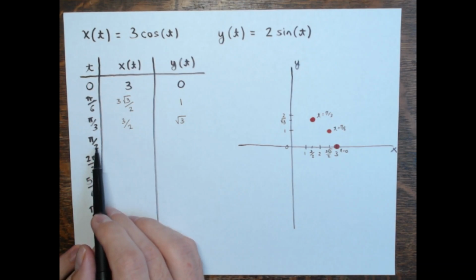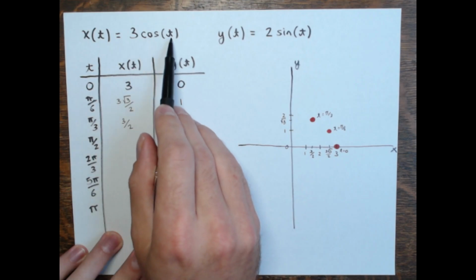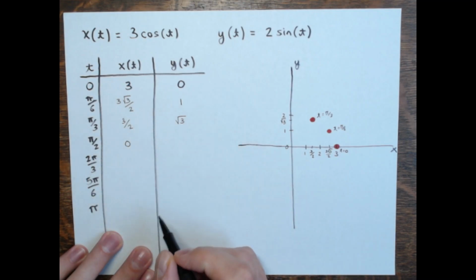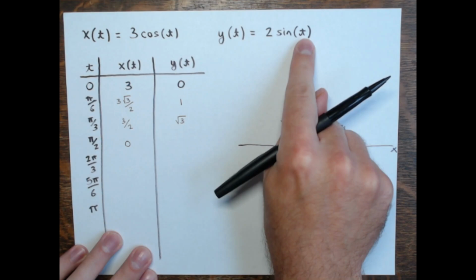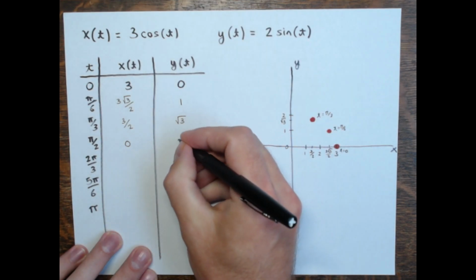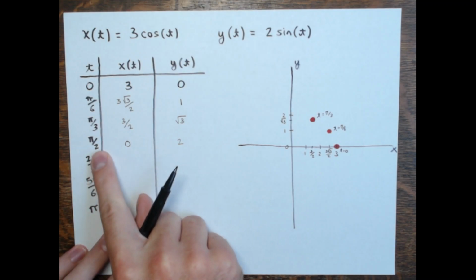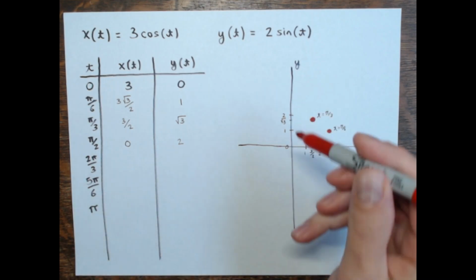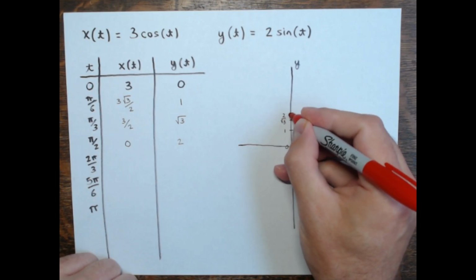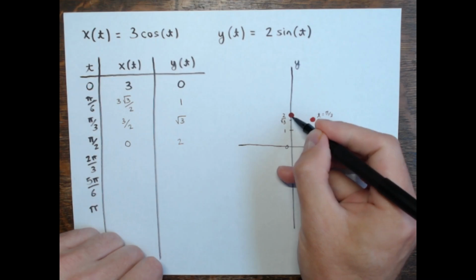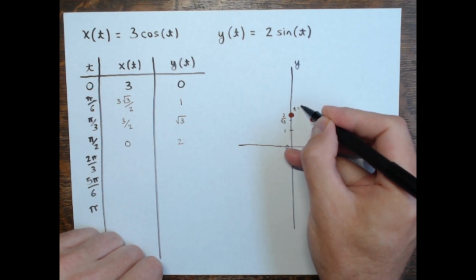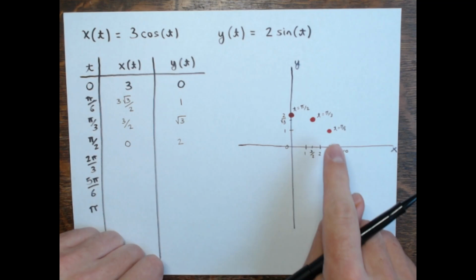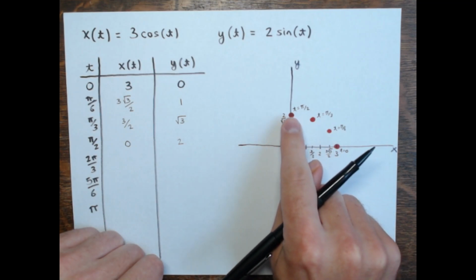All right, then at pi over 2. Remember the cosine of pi over 2 was 0, so times 3 is still 0. The sine of pi over 2 is 1, times 2 is 2. So when the value of t is pi over 2, we're at the location 0, 2. So here's 0, 2. We're on the y-axis. We're at this location when t equals pi over 2. So far it looks like we're moving in some curvy motion here, starting from here at 0, here at pi over 2.